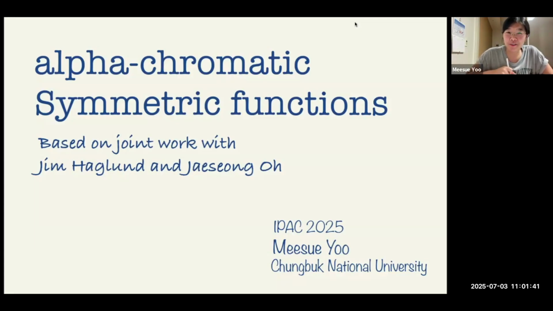I want to thank the organizers for giving me a chance to speak here. In the recently published paper, Jim, Jaesung, and I introduced this symmetric function family called alpha chromatic symmetric functions. And we proved several combinatorial identities. And we're going to show the results through these 3 lectures, and this is the first one. So I'm going to define the alpha chromatic symmetric functions, and then I'll explain how we got to work on this problem and the combinatorial results you will see in the second and third lectures.